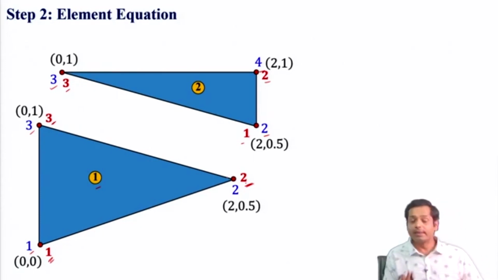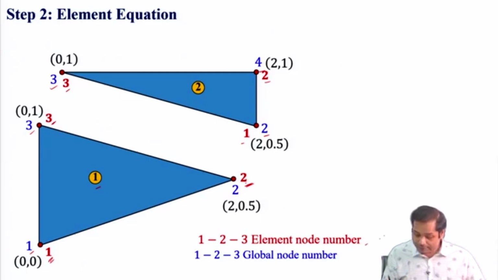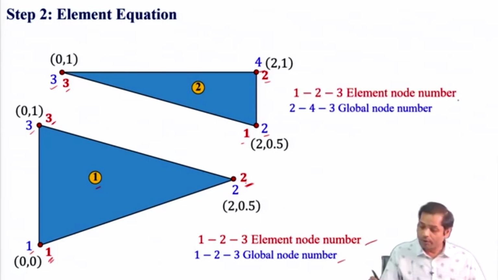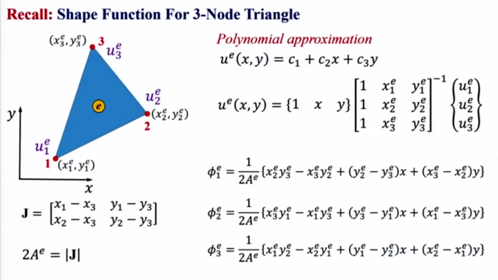So now with this, let us write the element equation for element number 1 and element number 2. As I said, these are the element level node numbers, and these are the global level node numbers. Before we write the element equation, I would like to take you to the discussion we had last week on shape functions. These are the shape functions for a three-noded triangle that we had already derived. We started with an approximation like this, and this approximation is satisfied at every node, and then we get an expression like this, and this eventually will give us the shape functions.